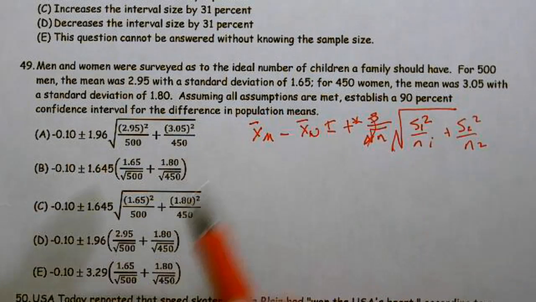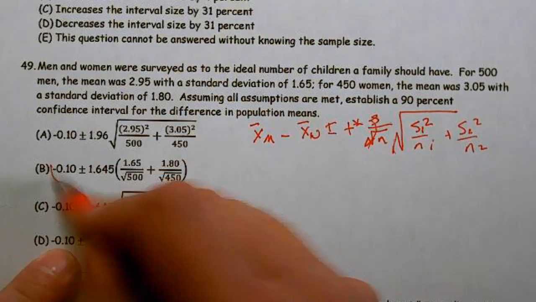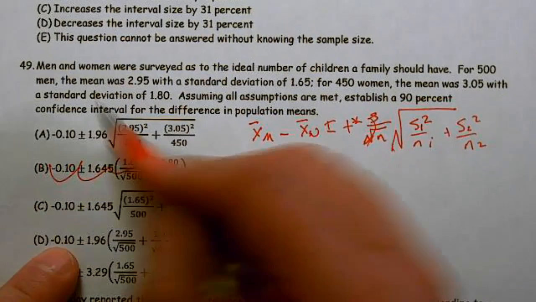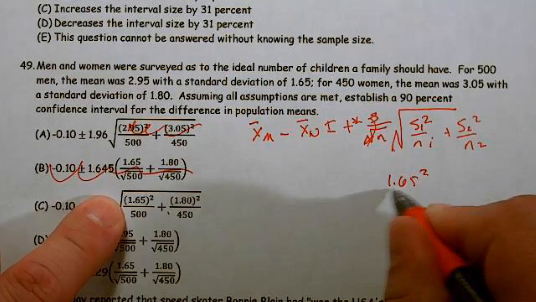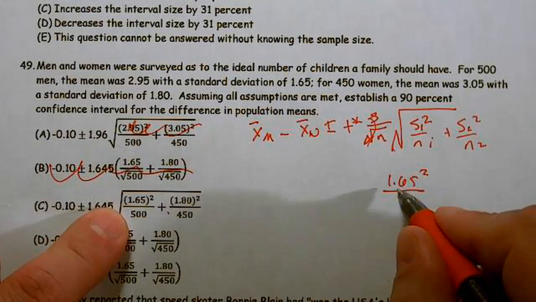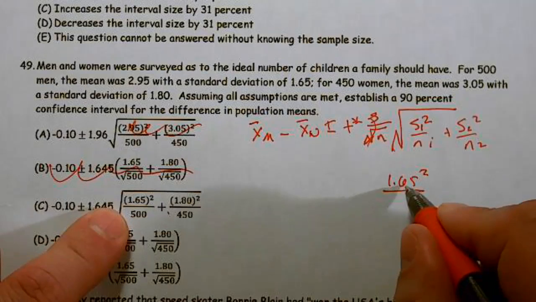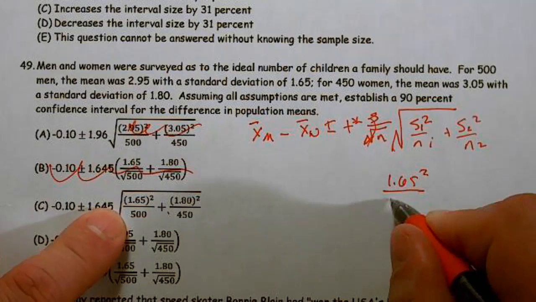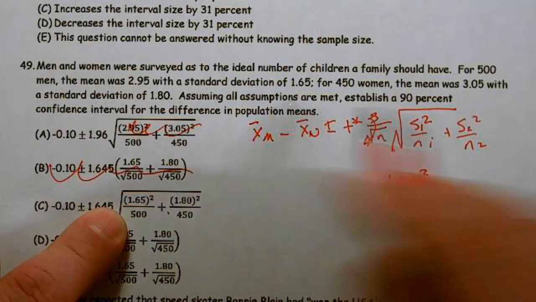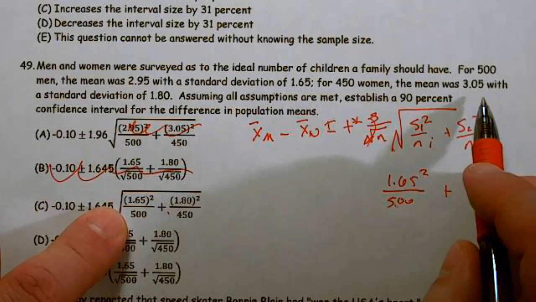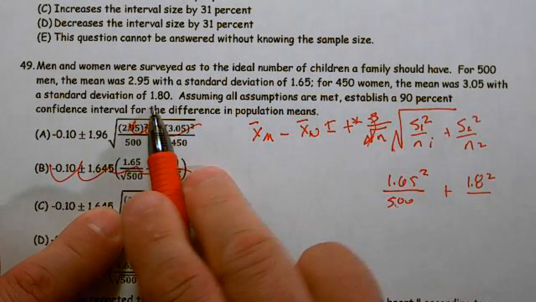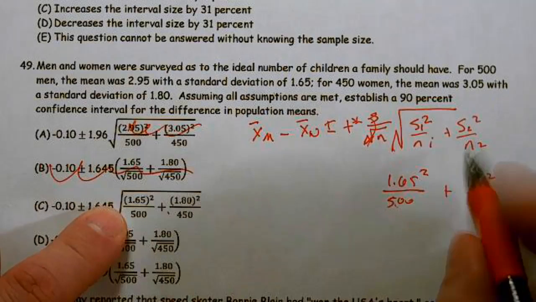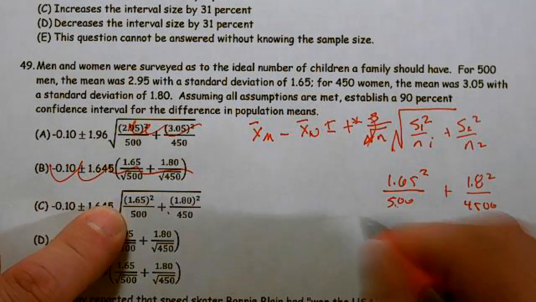So we know it's not going to be this one. We know this is wrong because we're going to need 1.65 squared over, excuse me, it was 1.65 over 500 plus 1.8 squared over, what is it? Where's my number? 458. So let's look for that.